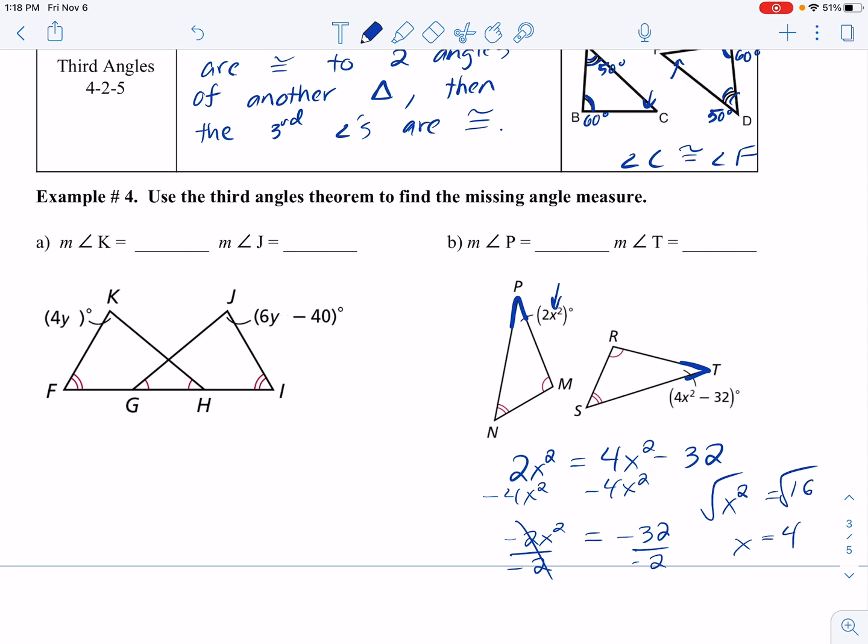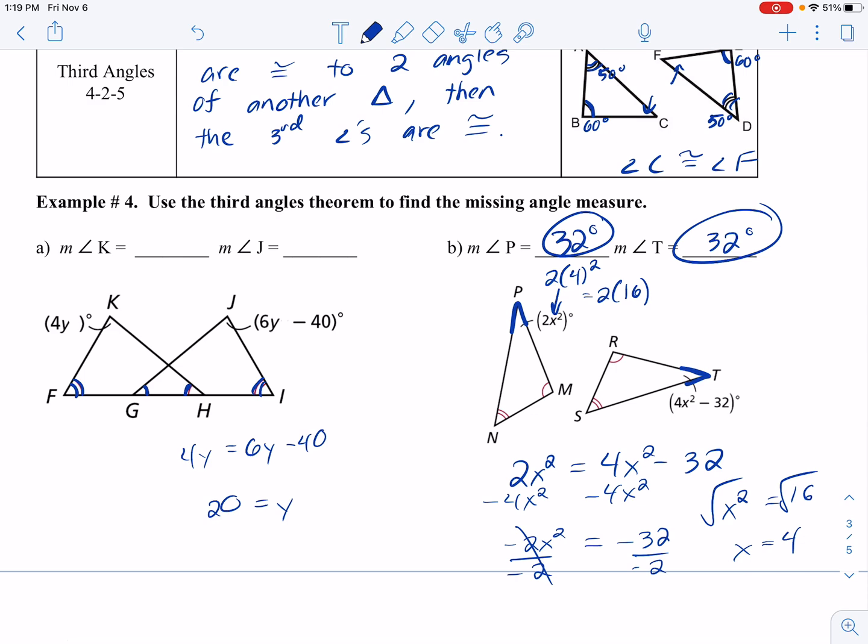And we'll just plug it into one of them. It's going to be the same measure on both. We get 2 times 4 squared, which is 2 times 16. So we are left with 32 degrees. Okay, why don't you try A, knowing that F is congruent to I and G is congruent to H. Those third angles must also be congruent. Go ahead and set up your equation and solve for Y. Should have had 4y equals 6y minus 40, which gets you y equals 20.